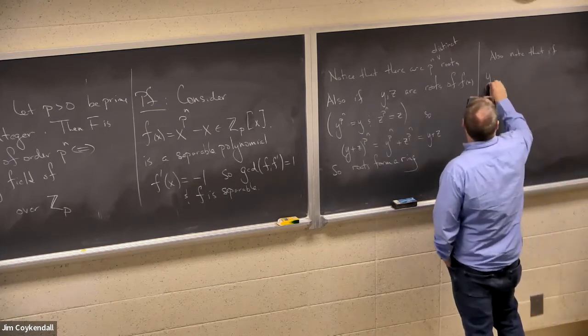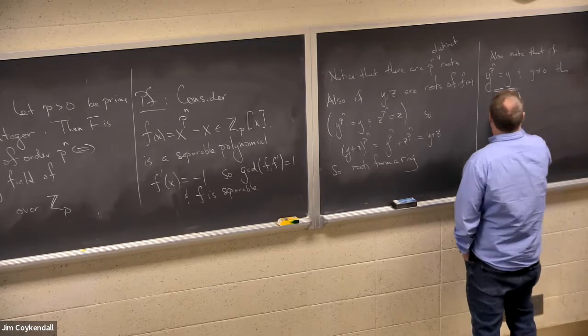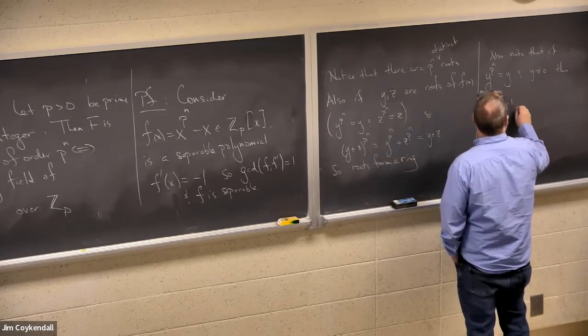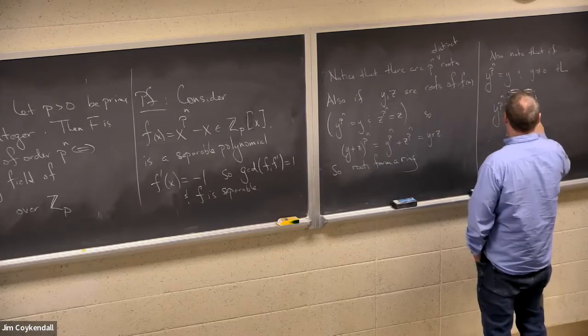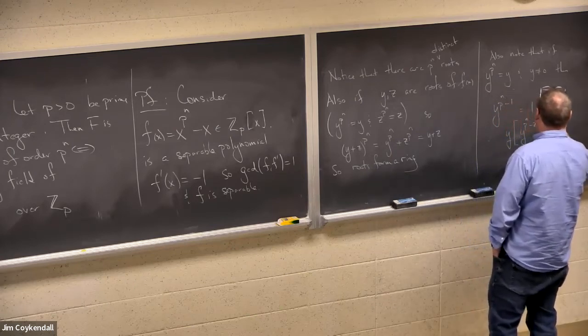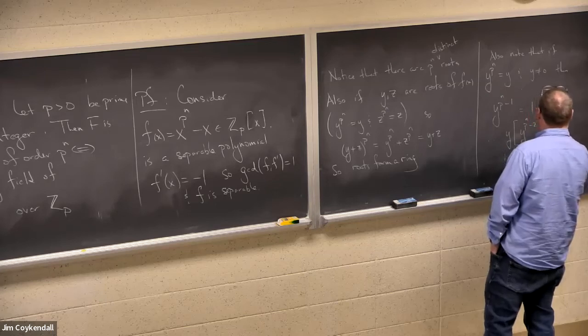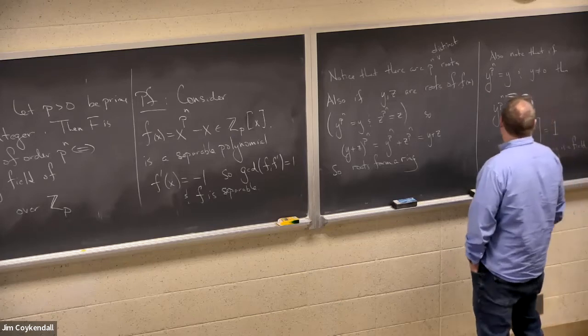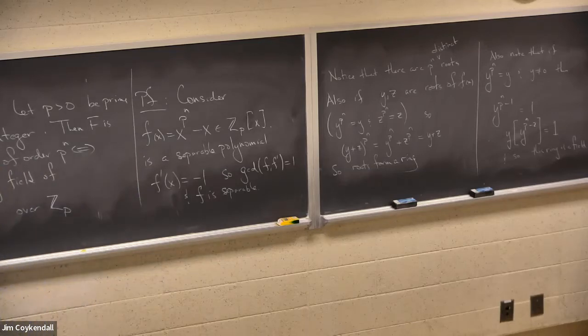If y to the p to the n is y, and y is not 0, then y to the p to the n minus 1 is equal to 1. Therefore, y times y to the p to the n minus 2 equals 1. And so it's a field, because all non-zero elements are invertible. So those are the pieces of the puzzle that you need to sort of solidify this right here. Any questions?